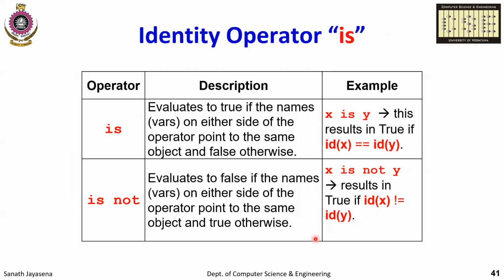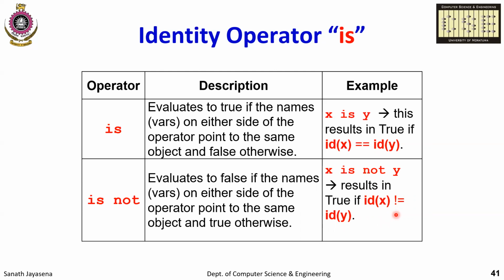And then you get the is operator, which we have already seen. When you say x is y, it will compare the identity of x with the identity of y, and the result of that comparison is what you get as x is y. Again, you can say is not, which basically checks the opposite: the result will be true if the identity of x is not equal to the identity of y, right?